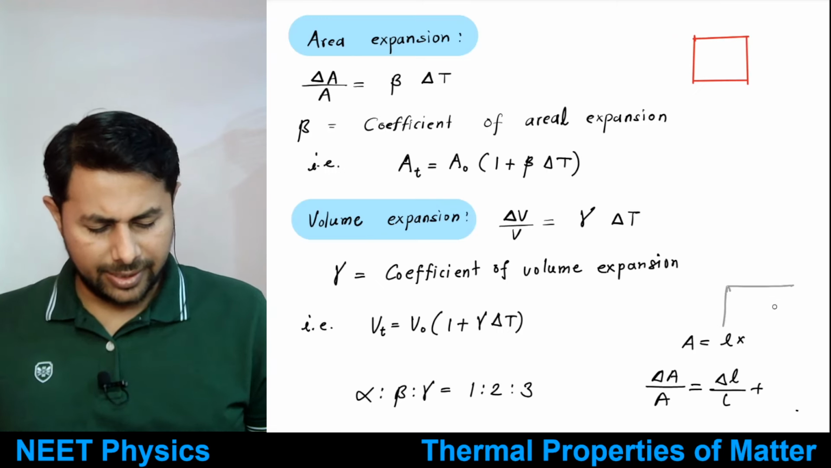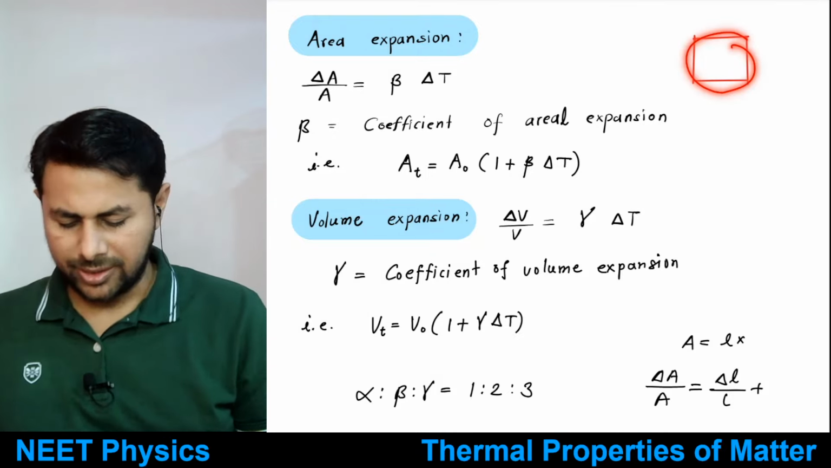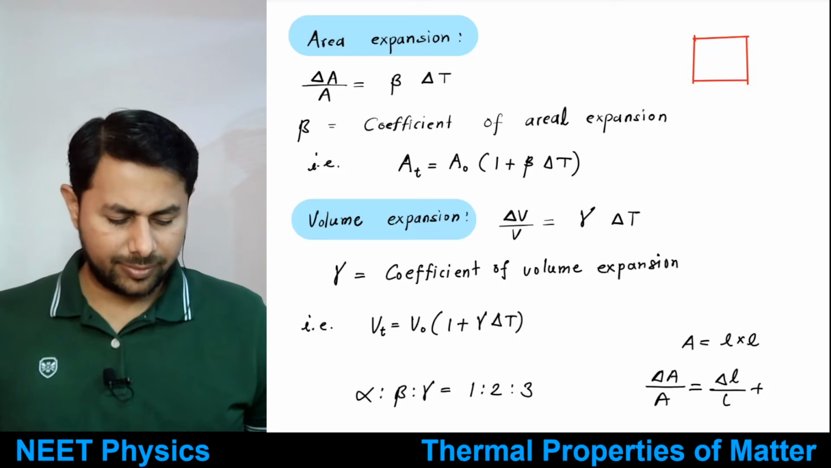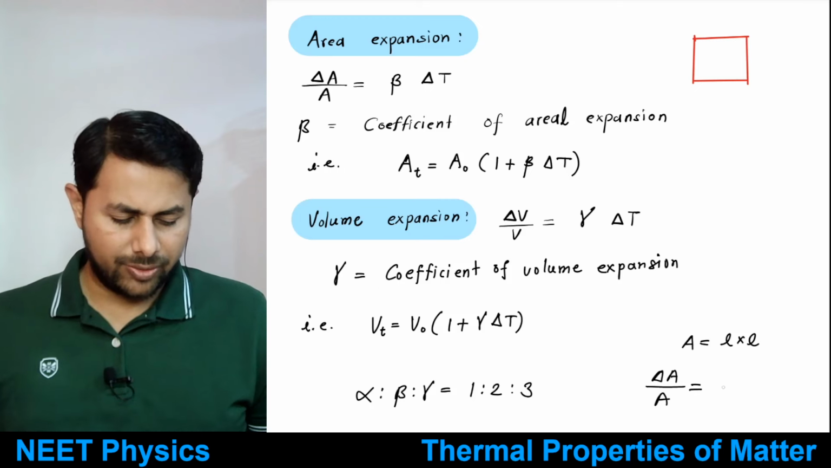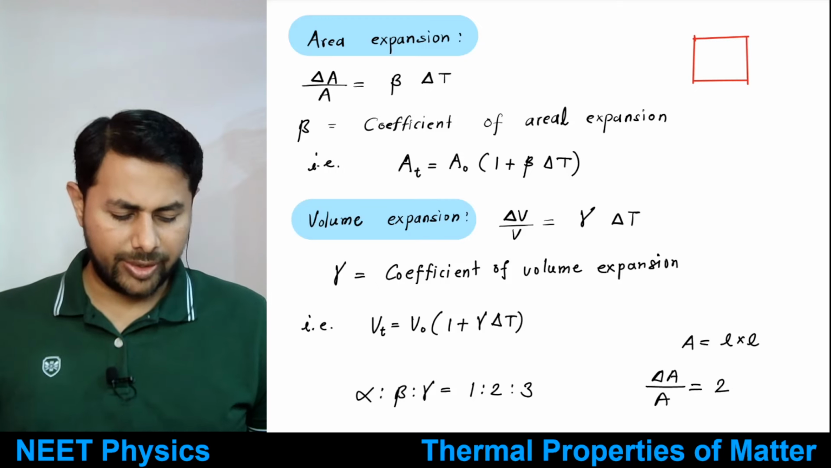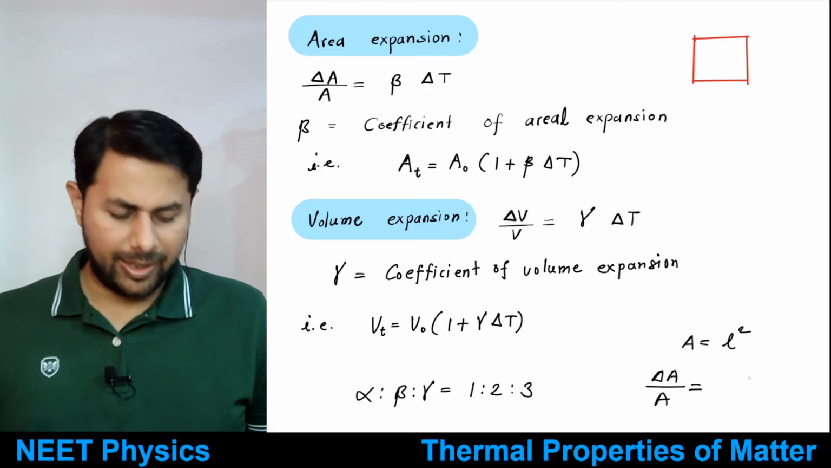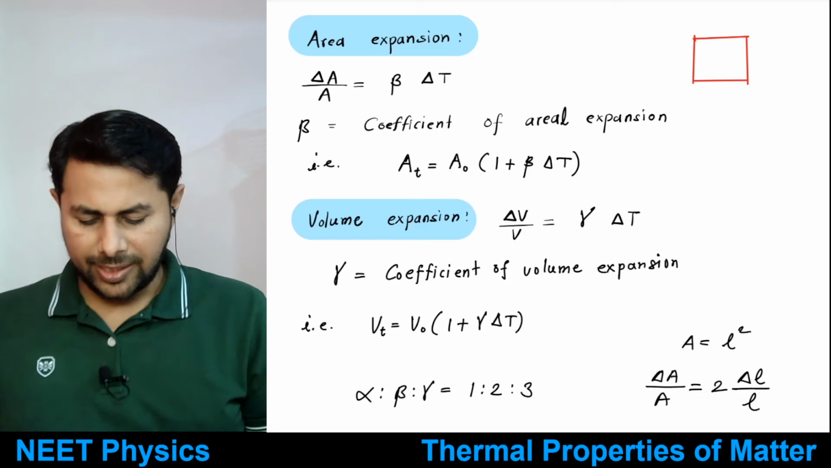So then, or I can take, let's say I take a square like this. What is its area? It is length square. That means L times L. Okay. So what is delta A by A? So we know from the first chapter it would be what? Because A is equal to L square, you have delta A by A is equal to 2 times delta L upon L.